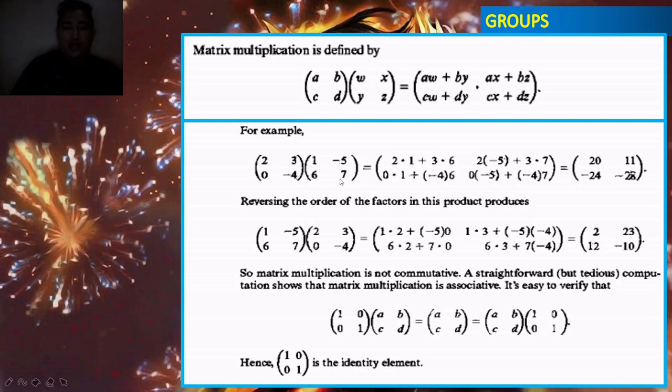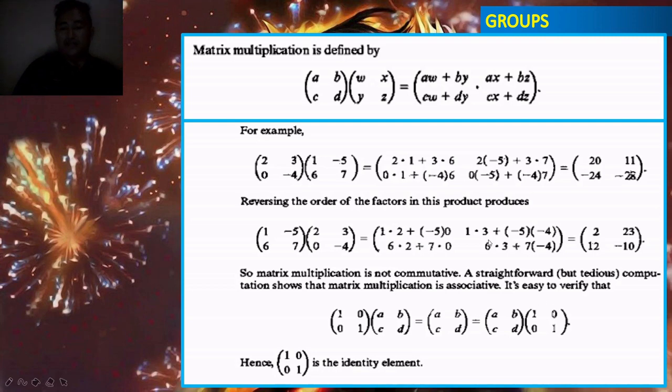So, 11. Okay, so reversing the order of the factors in this product produces a different result. So, I-reverse na to class. Ang result class kay lahi. So, therefore, matrix multiplication is not commutative.